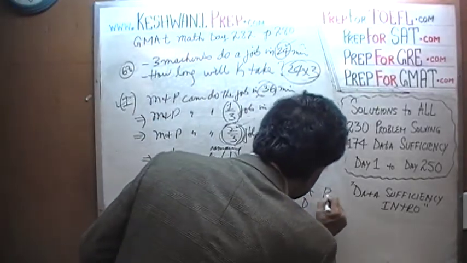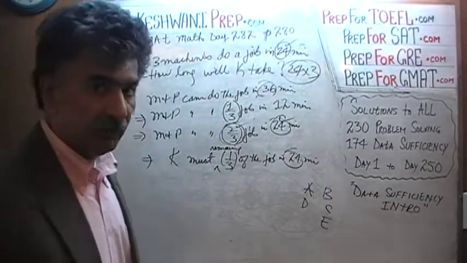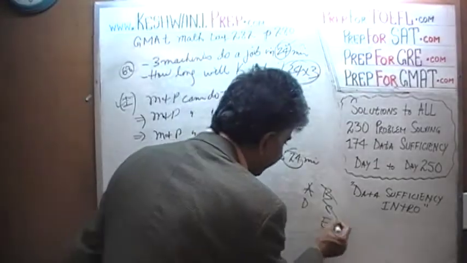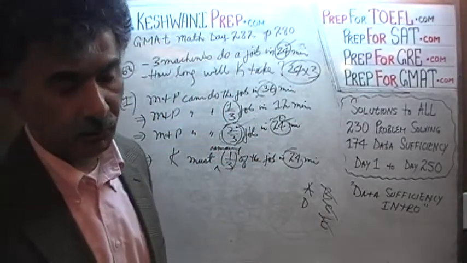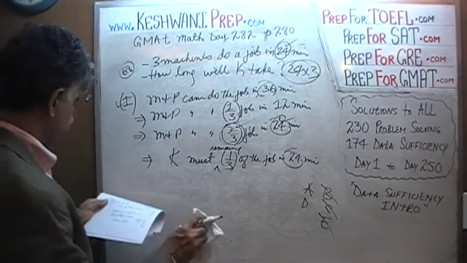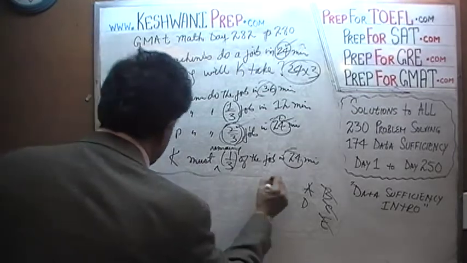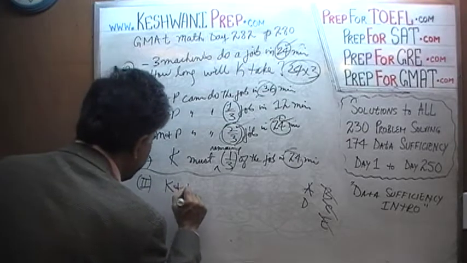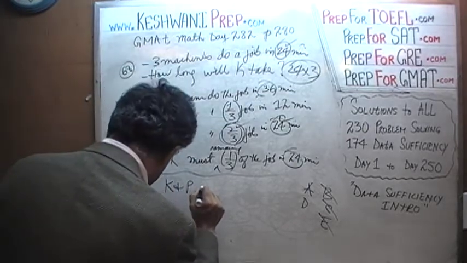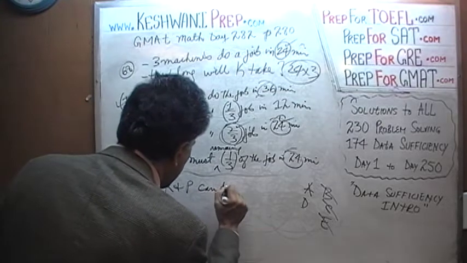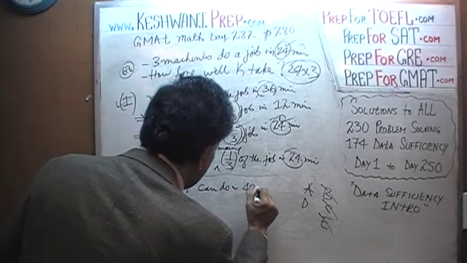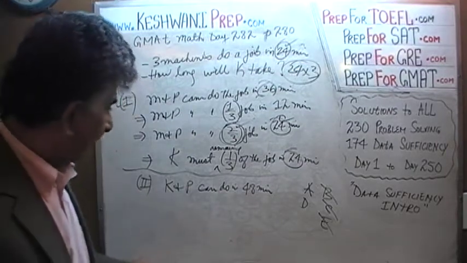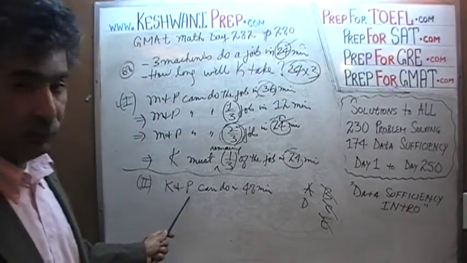A, D, B, C, E. Since we just established that the first statement by itself is enough, we know now that the answer cannot be B, C, or E. It will have to be either A or D. Let's look at the second statement. The second statement tells us that K and P together can do the job in 48 minutes.